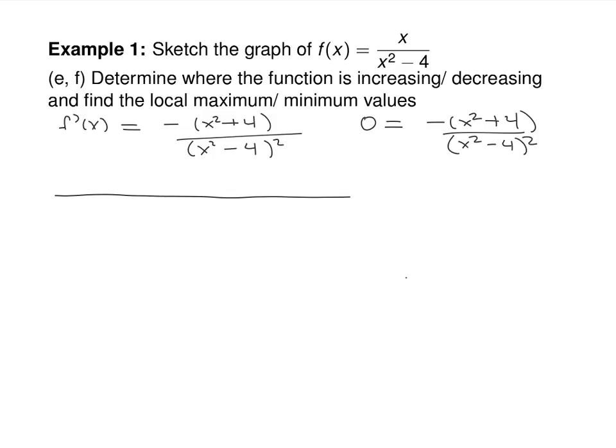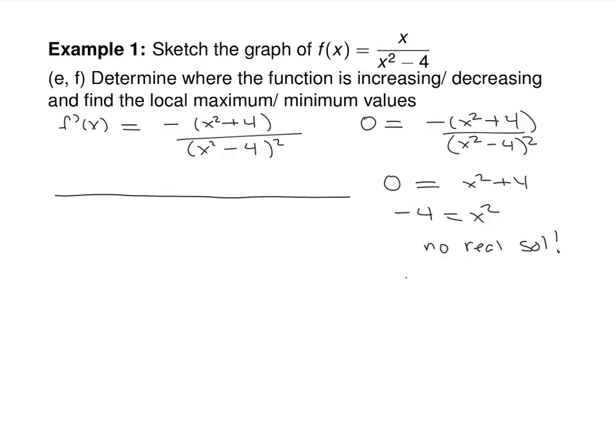Does the denominator matter in that thing? No. Does the negative sign matter? No. So 0 equals x squared plus 4. Negative 4 equals x squared. And don't flip out when this happens. This has imaginary answers, right? Which means there are no real solutions.